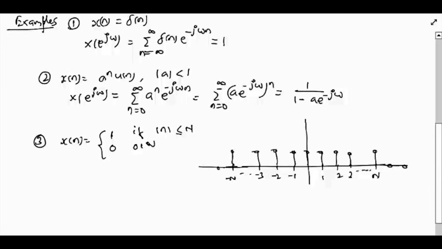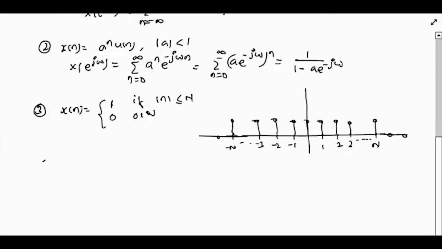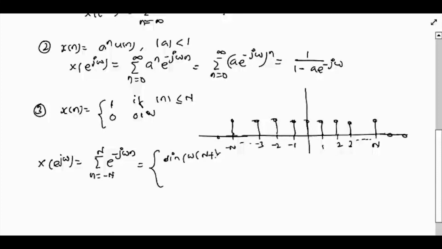Okay, so what about the Fourier transform of this signal? Let's see. X(e^{jω}). Now I only need to sum from minus N to N of e^{-jωn}, because the value is 1 in this range, and if we solve, it's easy to do. It turns out to be sin(ω(N+1/2)) divided by sin(ω/2), if ω is not equal to 0, and it's simply 2N+1 if ω is 0.